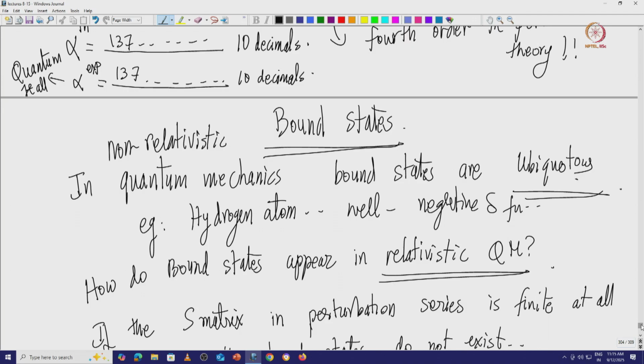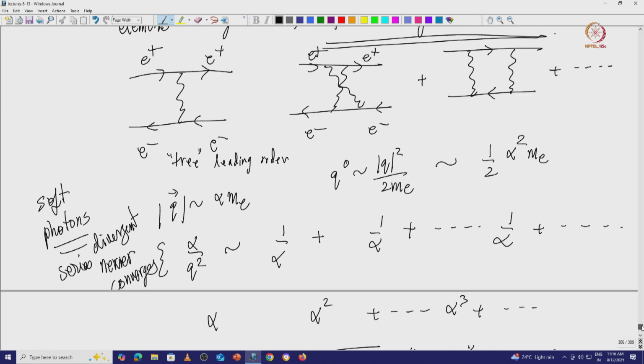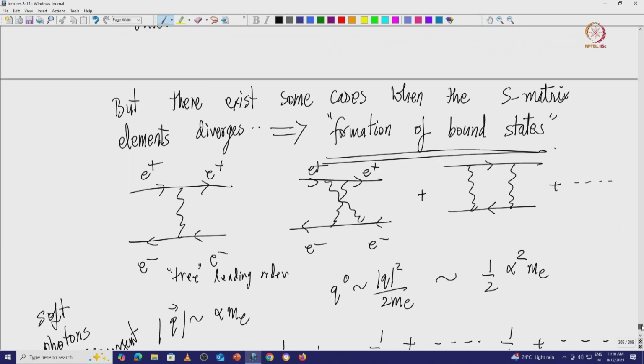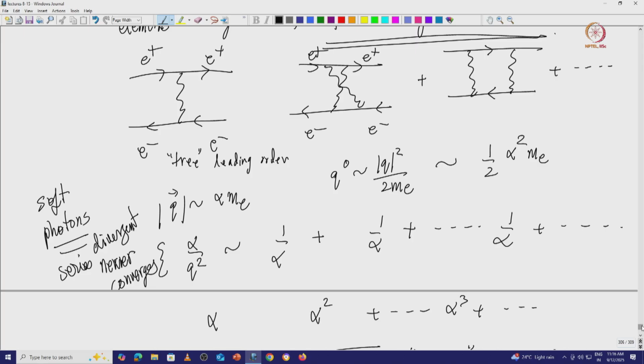These are called bound states. How do you deal with bound states in a relativistic framework? In quantum mechanics bound states are ubiquitous, and you have the hydrogen atom, negative energy states and everything. And how do bound states appear in relativistic quantum mechanics? I will give you one example in Feynman diagram language, the same example I gave you last time. The statement is that bound states appear as resonances or poles of the S matrix element.